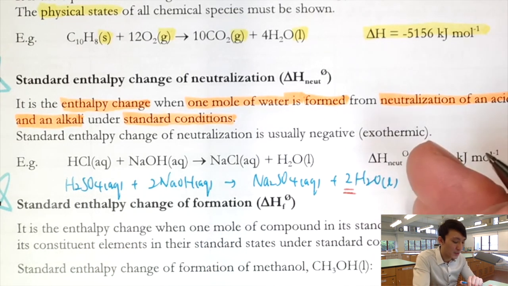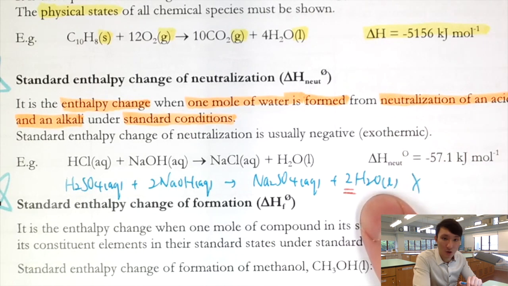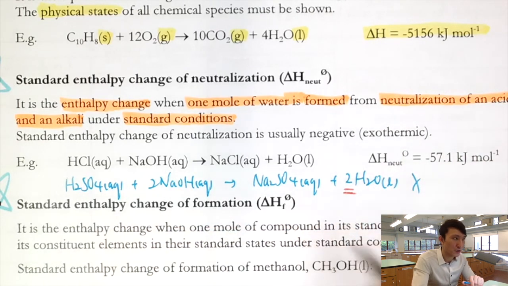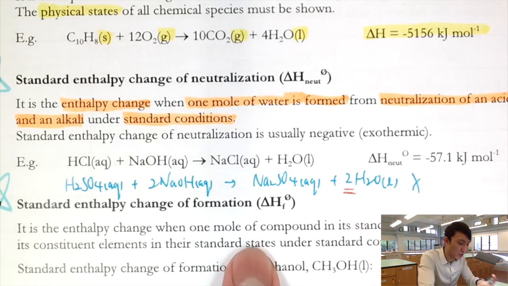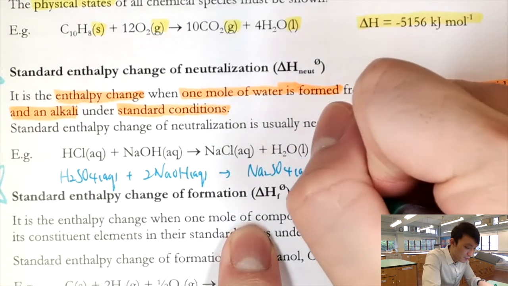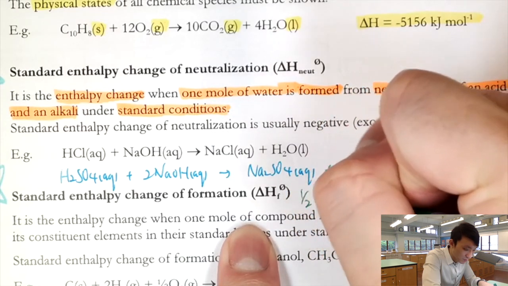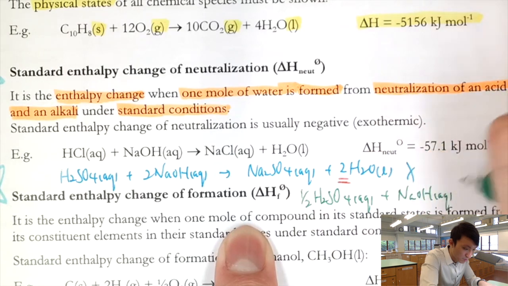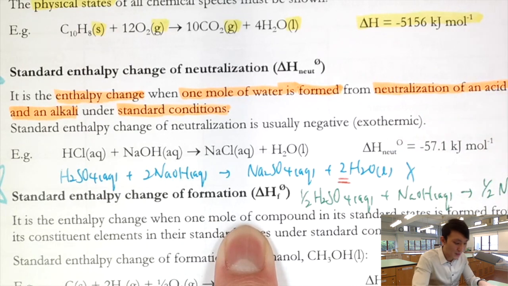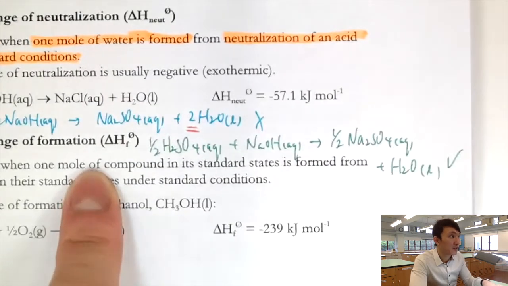Hey, so how do we reduce 2 moles into 1? Of course, you will have to halve the total equation by 2. Then just halve the equation, so you will reduce it into 1. So this is not correct. So the correct version would be, now this is correct. Okay?